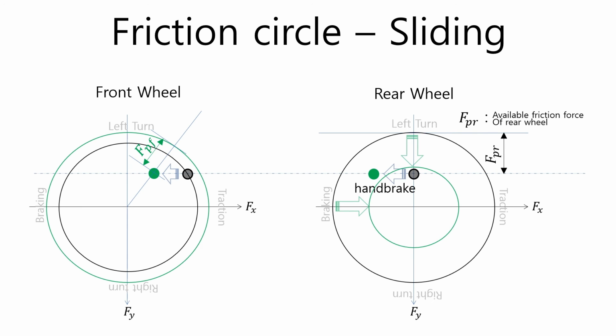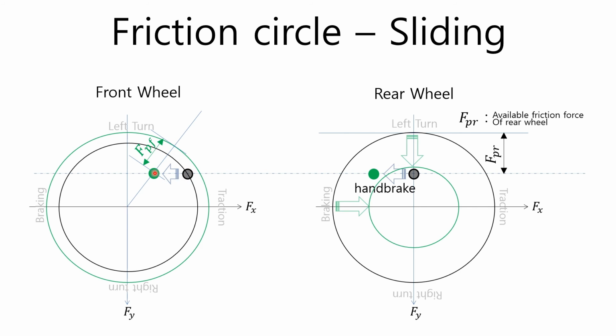While maintaining the steering angle, if you keep the accelerator pedal and pull the handbrake connected to the rear wheel, it is locked and sliding occurs. That means the normal load decreases in the rear wheel and the braking force is added so that the rear wheel has no available friction force. Therefore, while the rear wheel sliding occurs, the friction circle is reduced and pushes the rear wheels to the outside of turning.